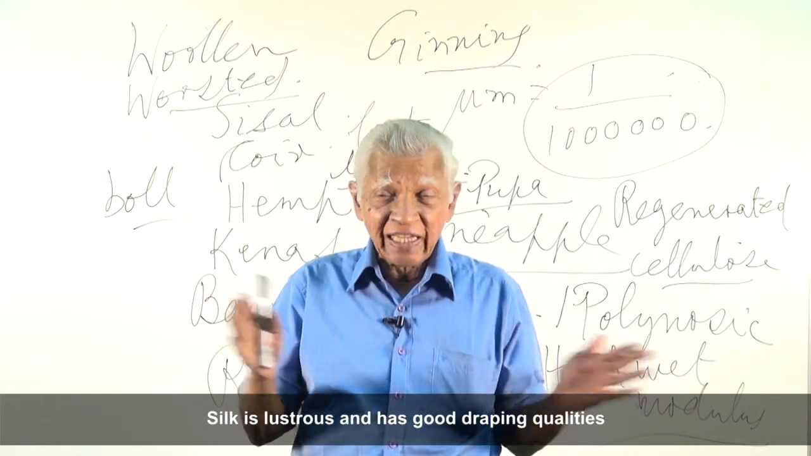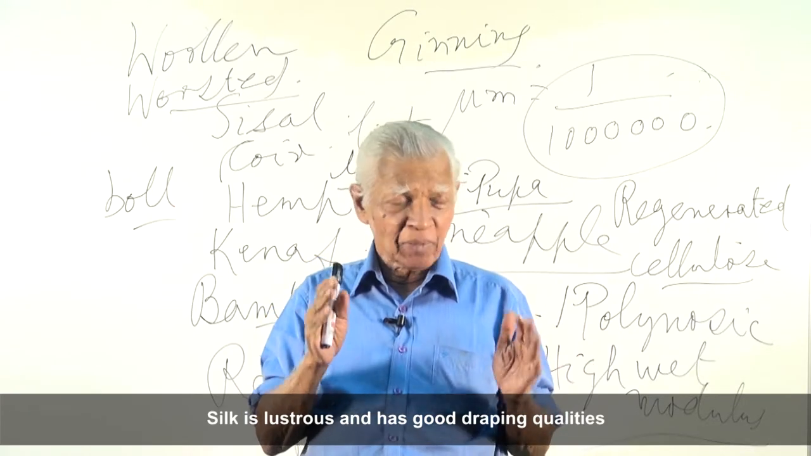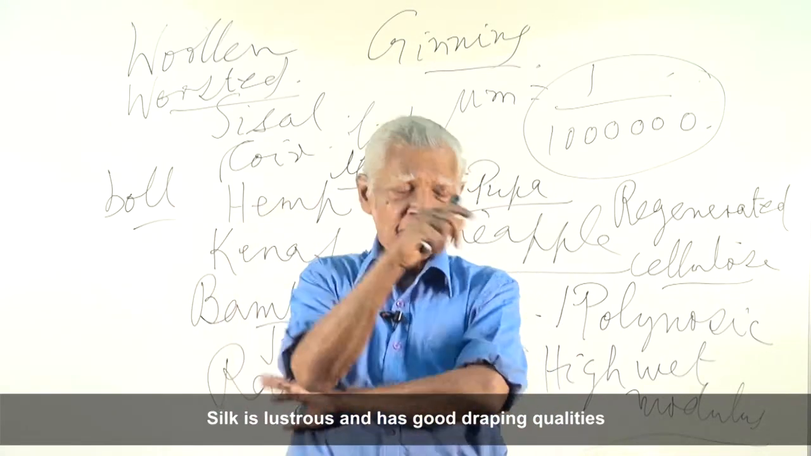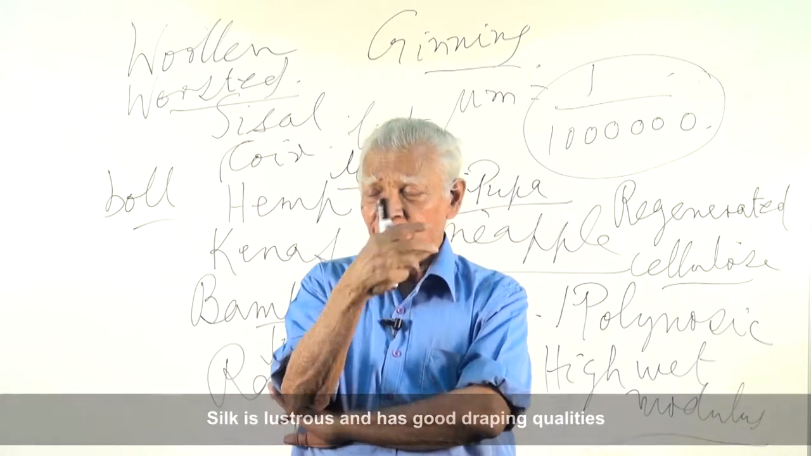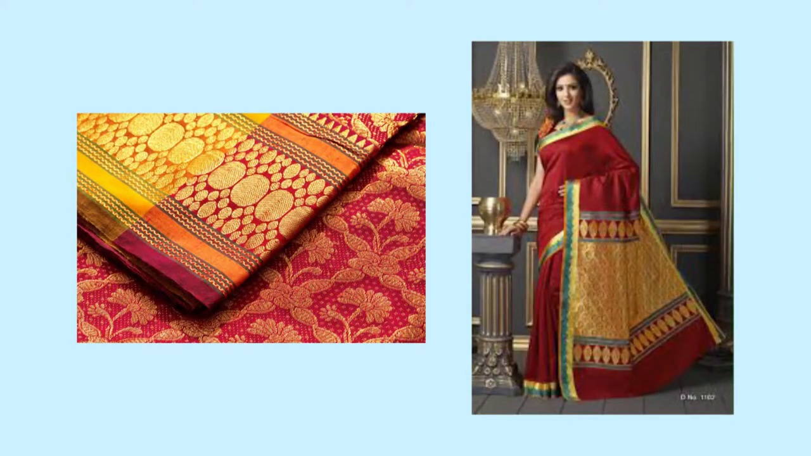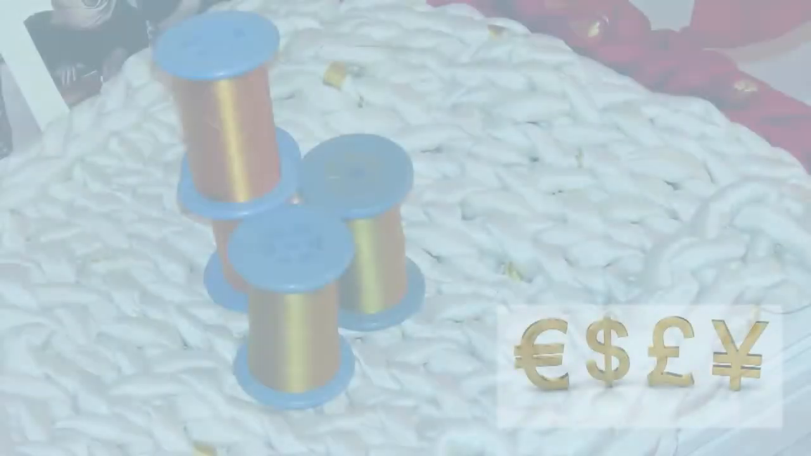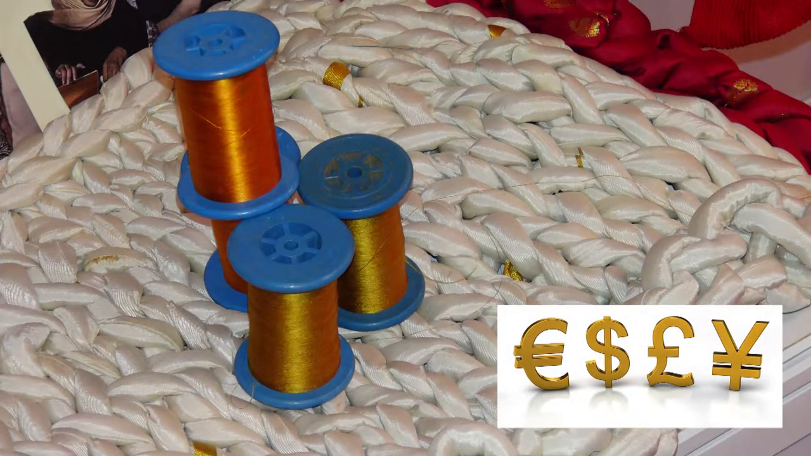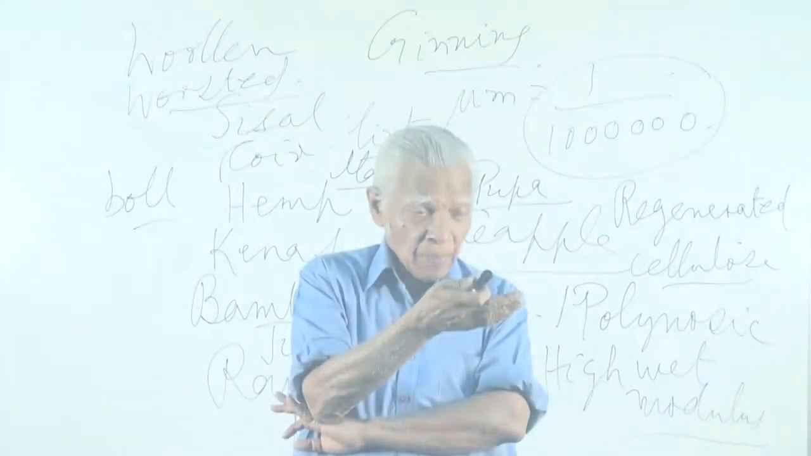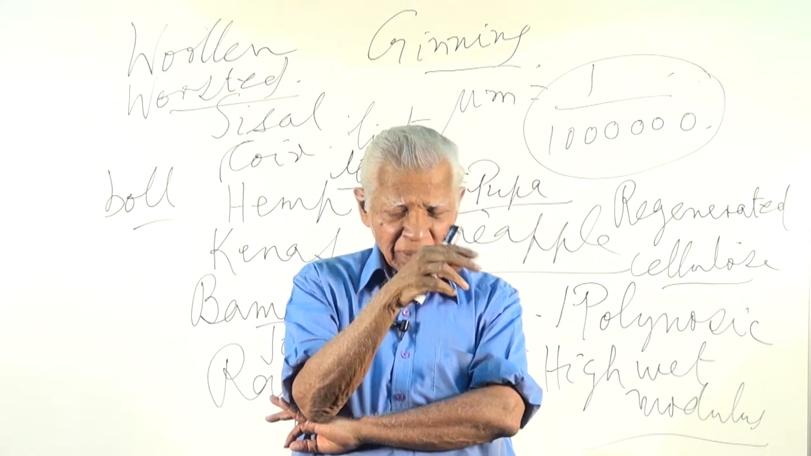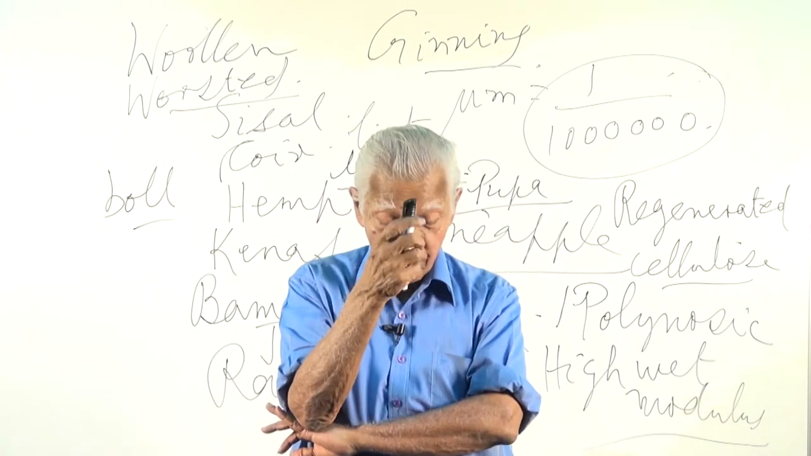What is drape? Fitting. A silk sari fits a body much better than that of a cotton sari. This property we call drape. And silk has a good luster as well. No other fiber has this luster apart from the silk fiber. And silk earns valuable foreign exchange. We have in our country a number of silk research centers and also rearing centers, and the silk is being graded to assess its quality.